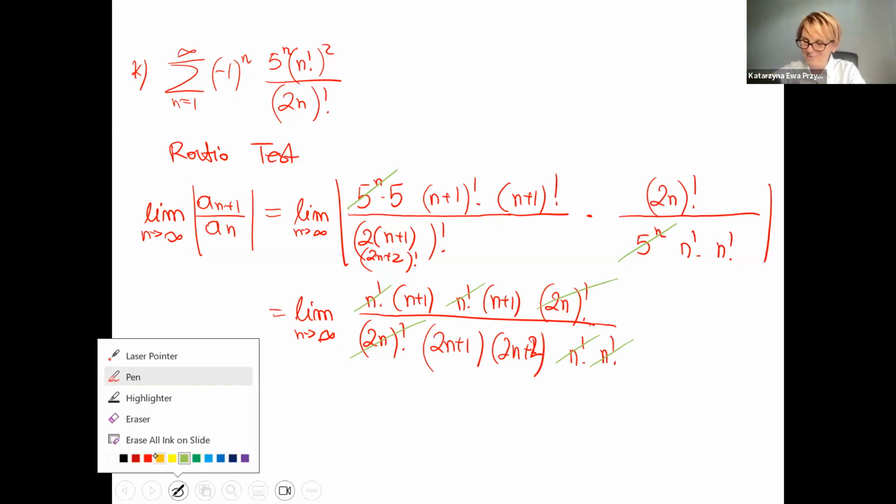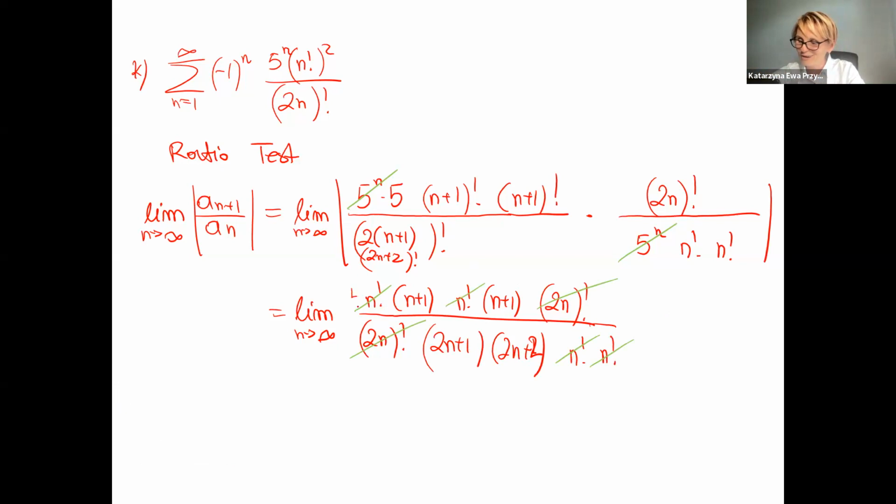Yes, I was looking for that 5. I forgot that 5 is so important. Oh, wow. It's so important because this coefficient changed everything.